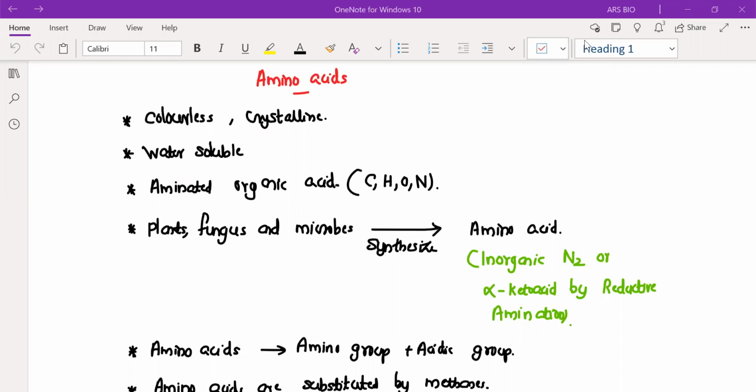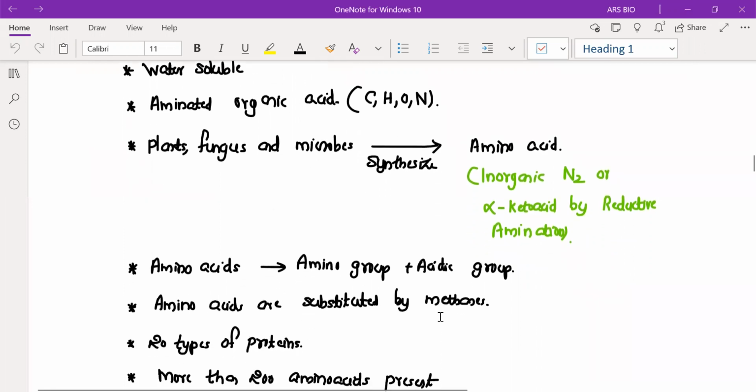In the case of plants, fungi, and microbes, amino acids are present, and they are synthesized mainly from inorganic nitrate or inorganic nitrogen, or from alpha keto acid. They are produced from inorganic nitrogen or from alpha keto acid by a process called reductive amination. The production of that amine group is called reductive amination, or the reduction process. Reduction means addition of hydrogen. When hydrogen is added, amine groups are produced. So that is the concept.